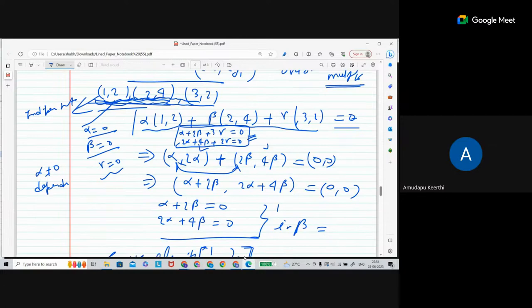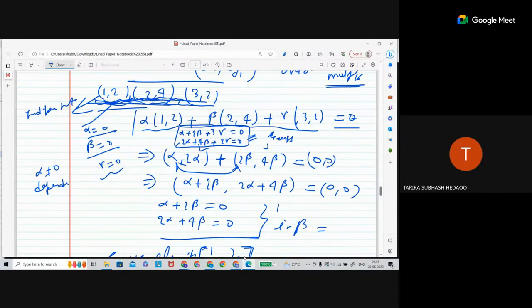Sir, how do we find that for this matrix? For this matrix, the determinant does not work here. Only Gauss elimination will work. My suggestion is always go with Gauss elimination, even if it is a square matrix. If all of them are 0, then independent. If any one of alpha, beta, gamma is non-zero, then say these three vectors are dependent.